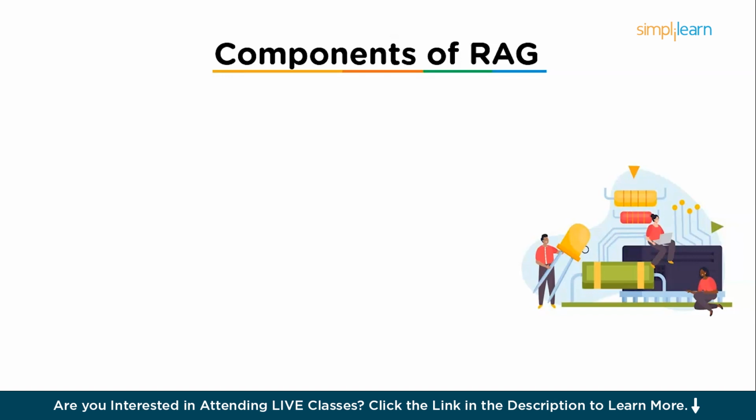The RAG pipeline is not a single model. It's a smart system made up of multiple components, each playing a unique role. So here's a quick overview of the 6 major components. What are the components of the RAG pipeline?